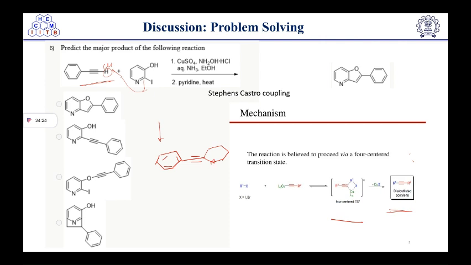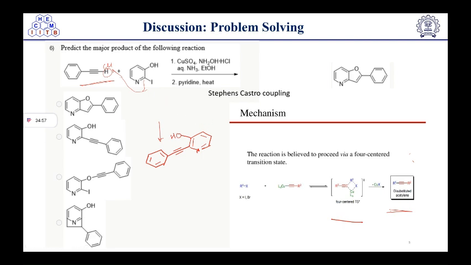Here we have nitrogen, right? Alpha to the nitrogen. I should make it clear. This. Here we have hydroxyl. All of you are clear till here?